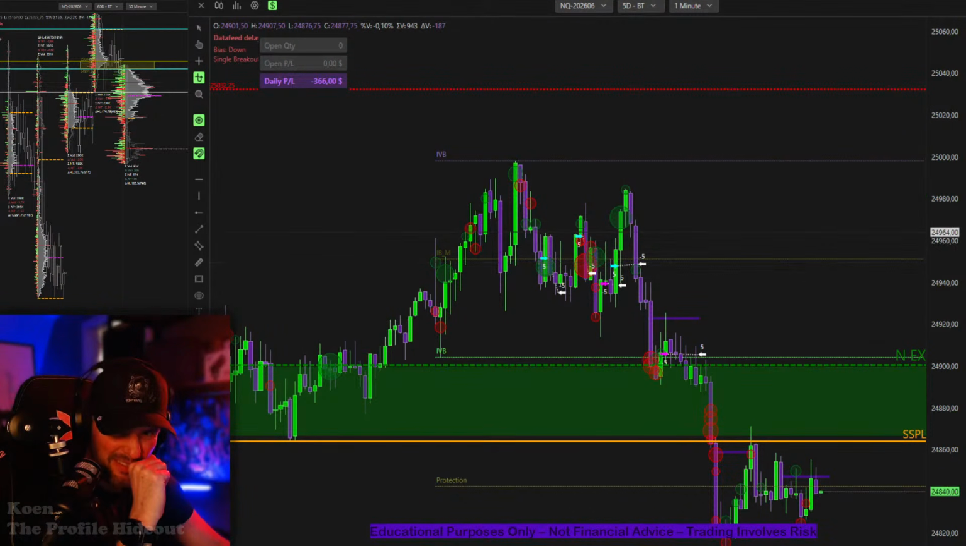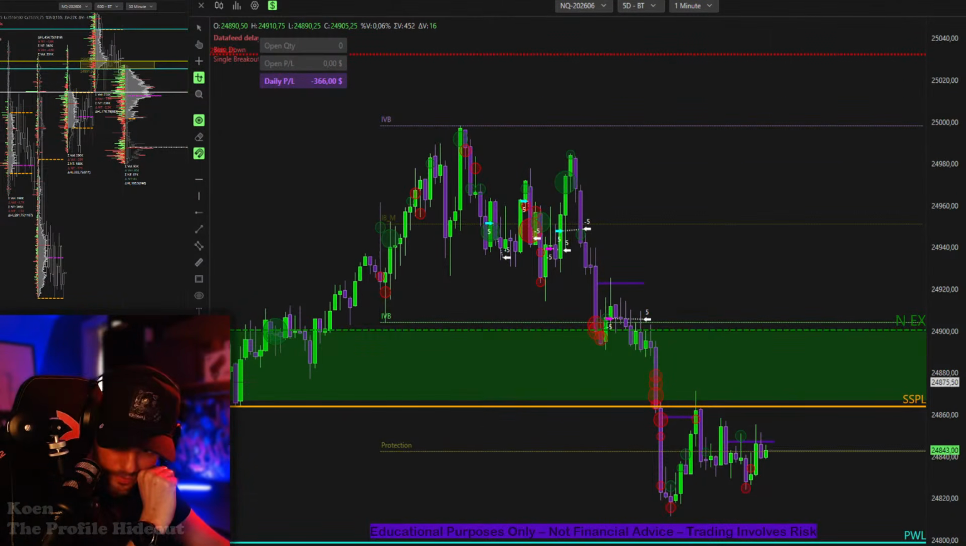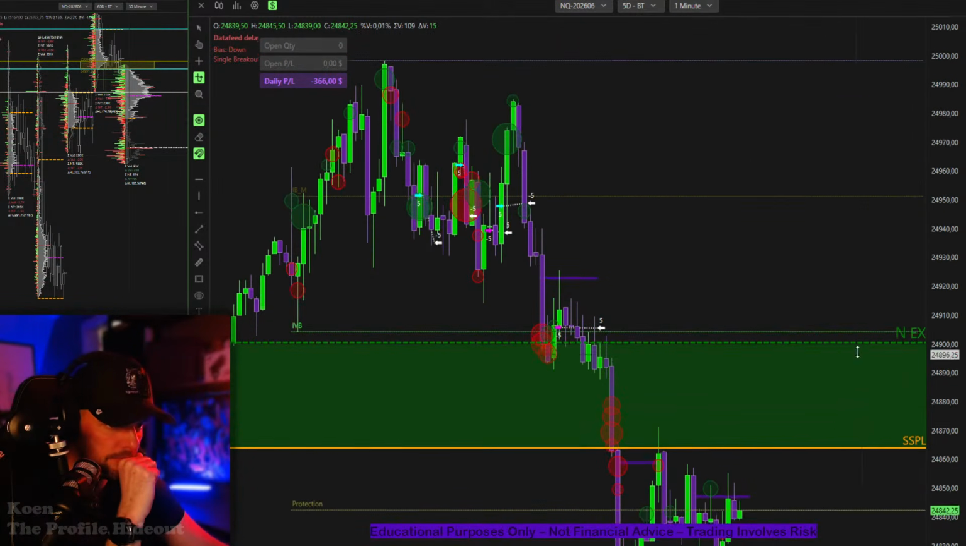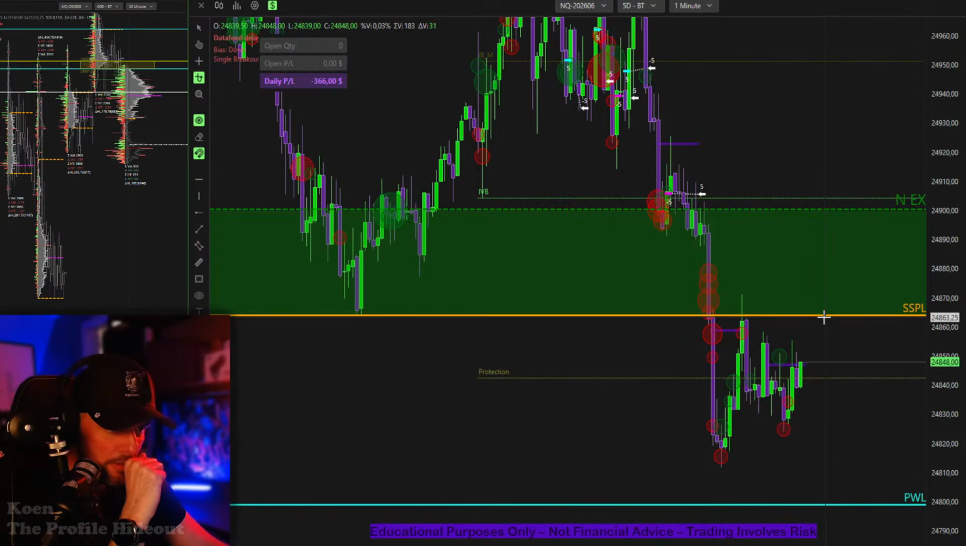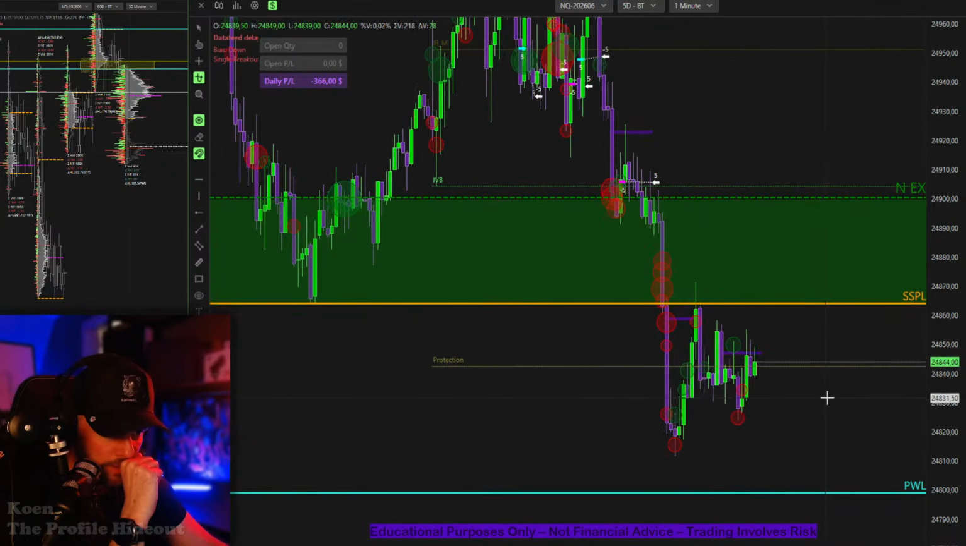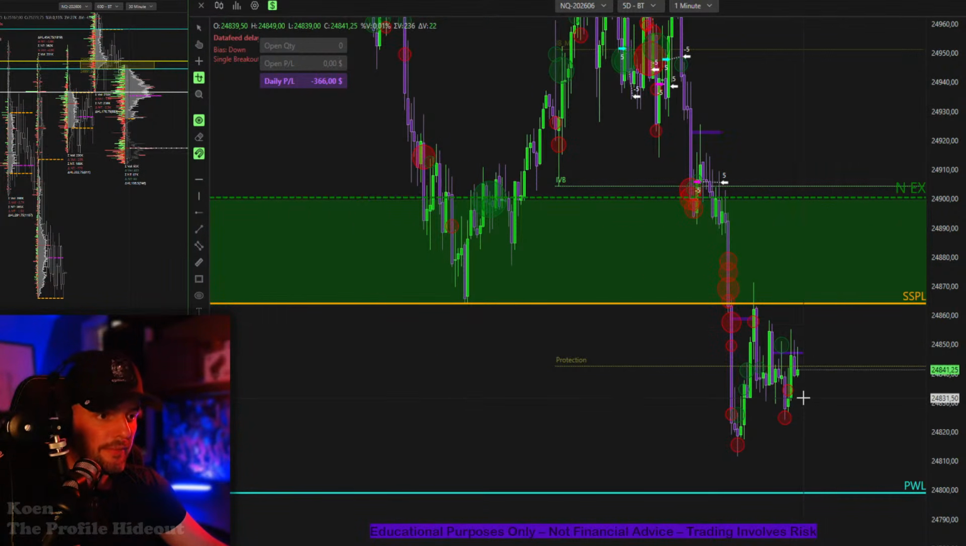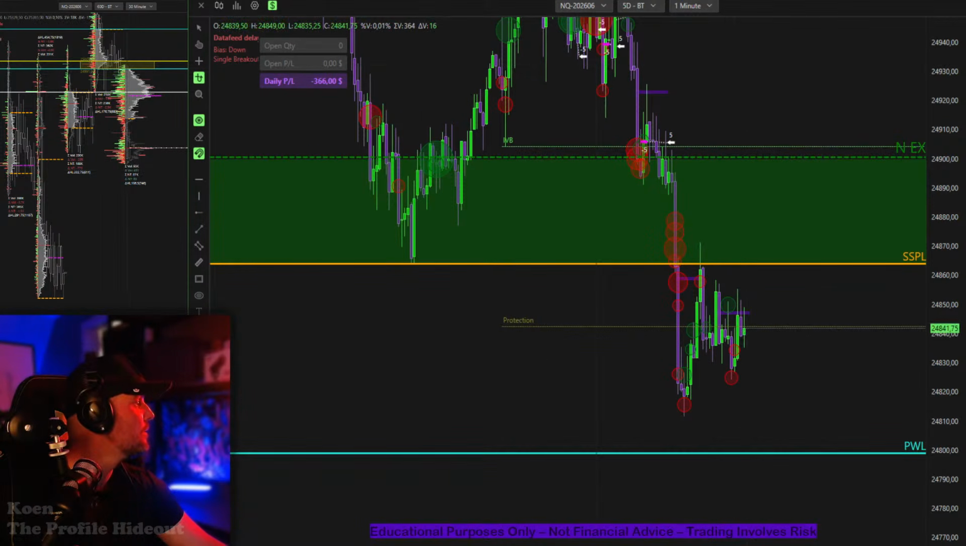Profile's just been ugly, like the distribution of it. Past days, last week. Anyway, so currently trading below, what's that, overnight low? Yeah. So from that perspective, it's either reject and trade towards.